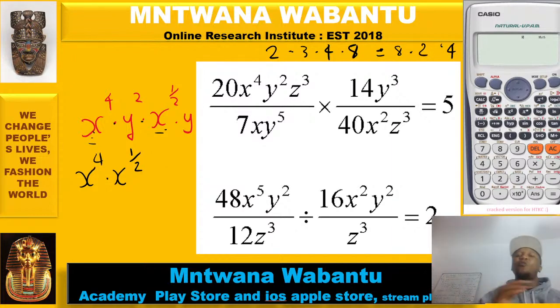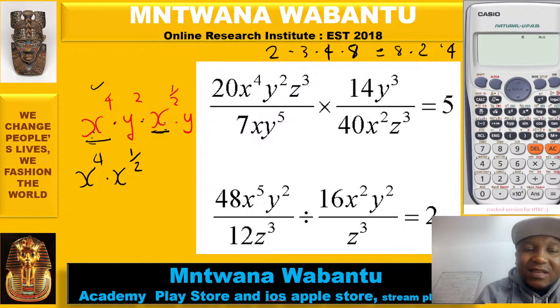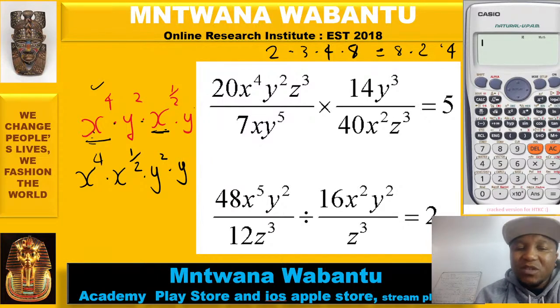You can write however you want, as long as there's only multiplication. So you can switch them. That's why I put this x power 4 and then right close to it y power 2, and then I'll write the last y, which is y. But when you say y, it means y power 1, even if there's no power, but I write power 1. So now let's apply the rule.